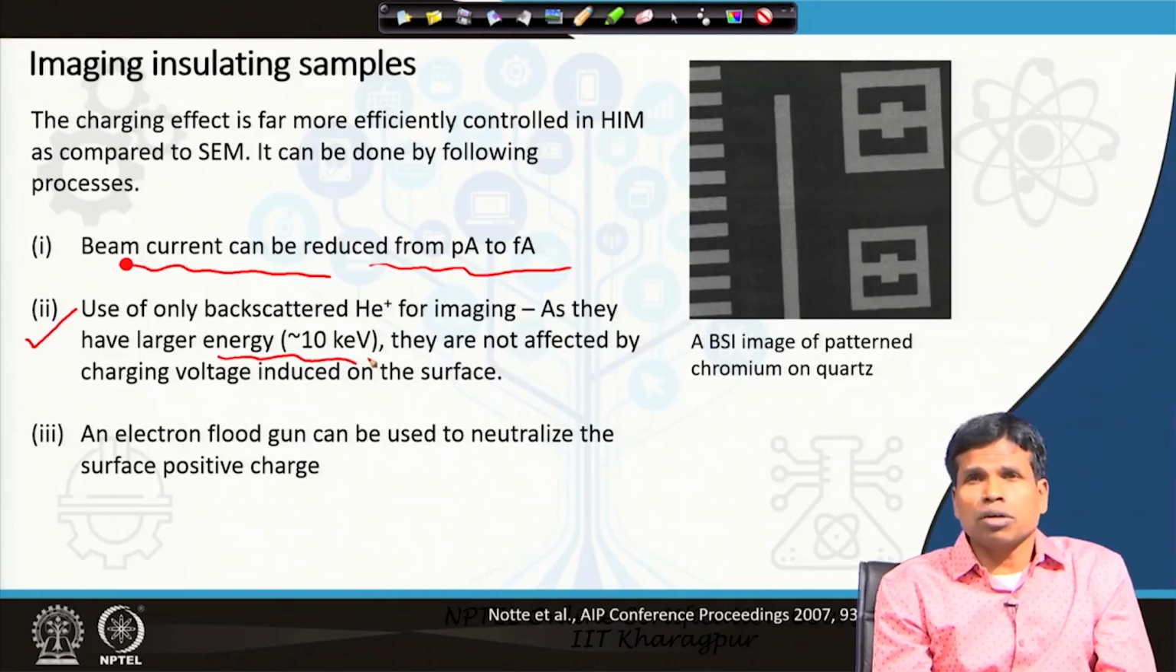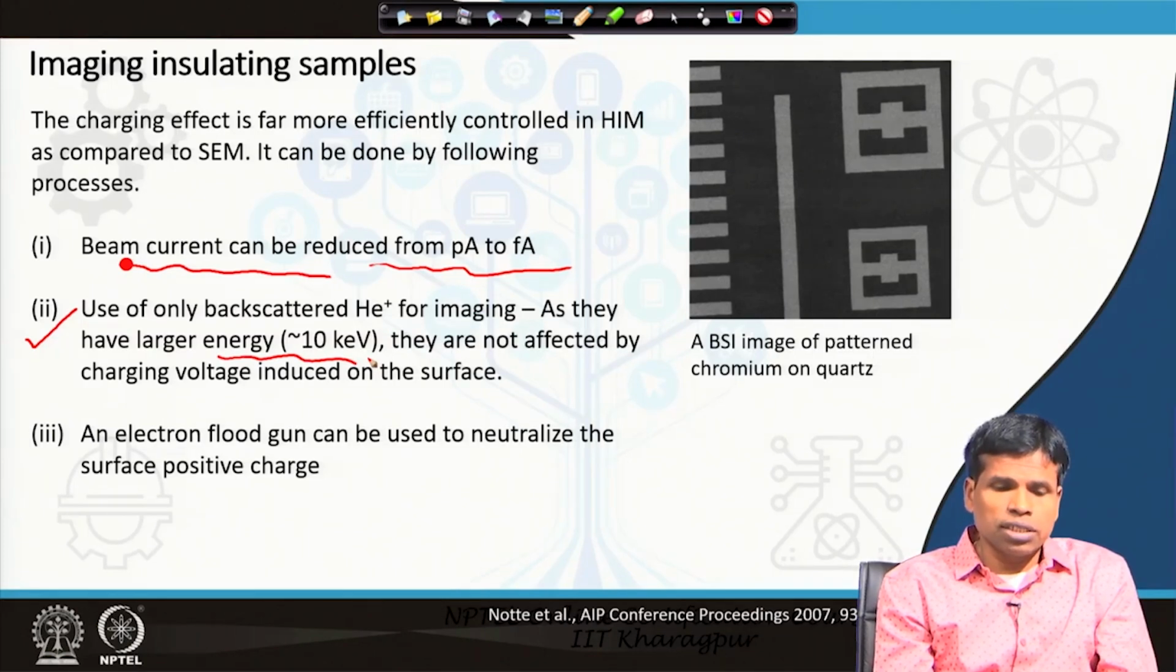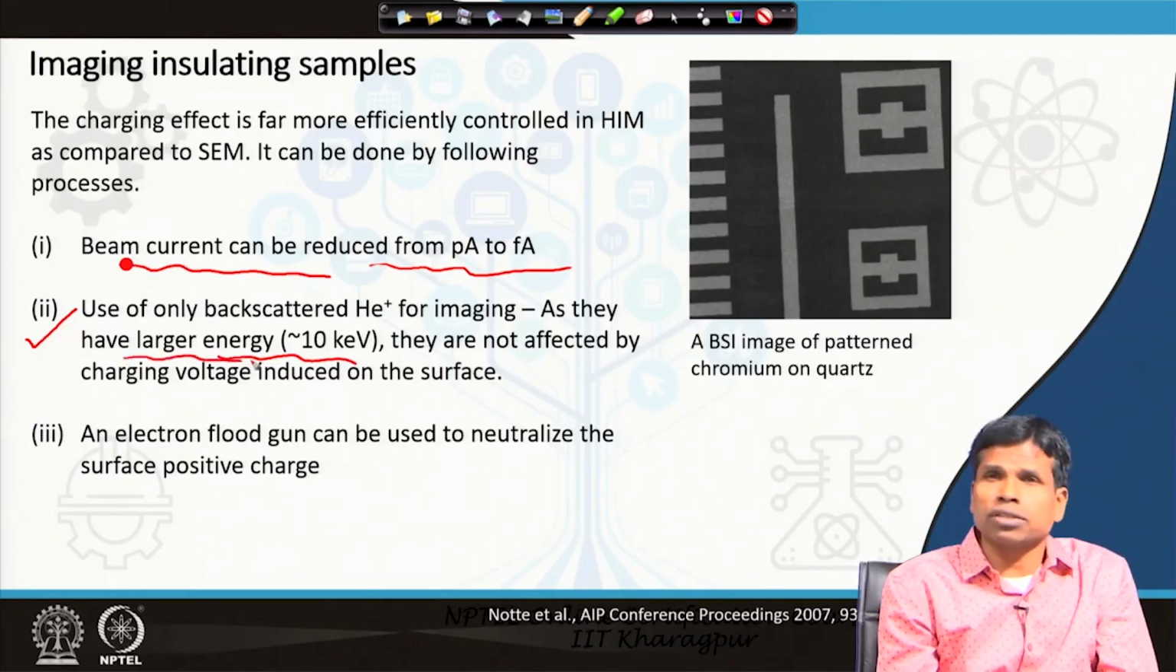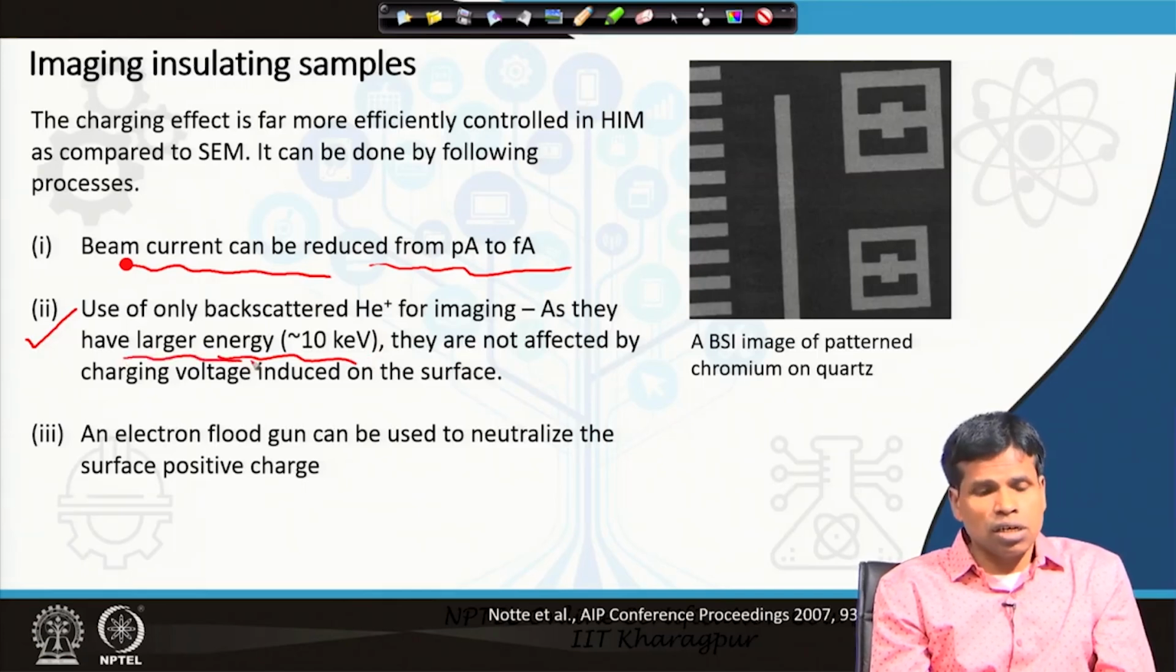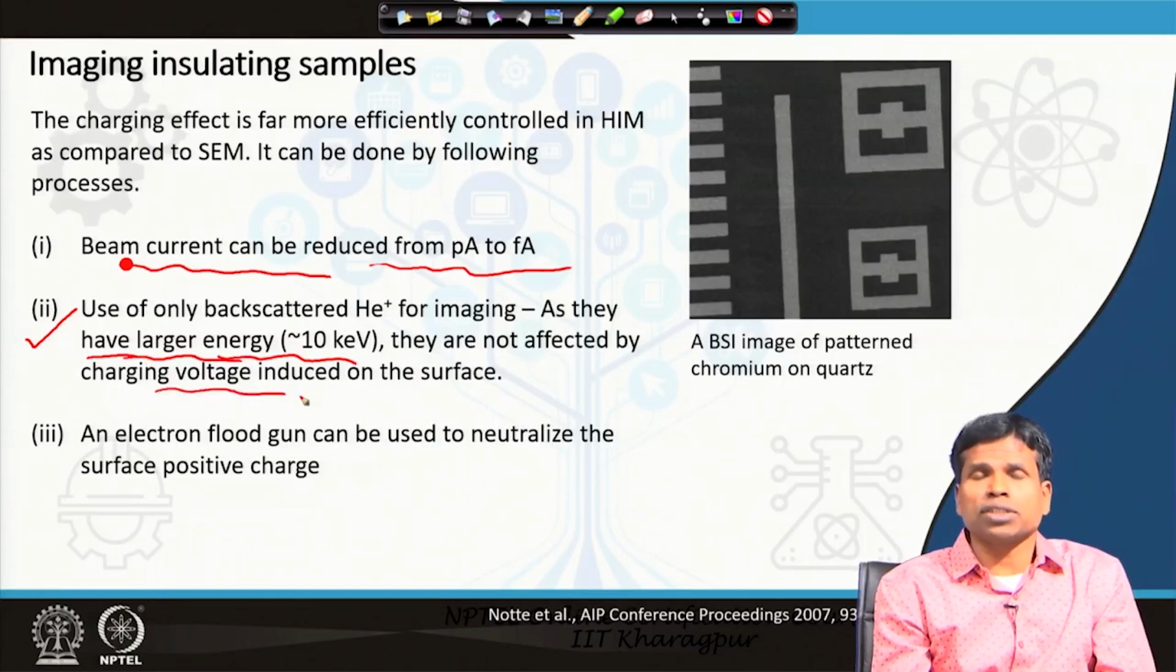In the scanning electron microscope, we also have the possibility to use backscattered electrons for imaging, but backscattered electrons have an energy greater than 50 electron volts, much lower than the energy of the backscattered ions. As their energy is much lower, they are affected by the voltage created because of charge accumulation. Therefore, the backscattered electron image also gets influenced by surface charging, though relatively less as compared to the secondary electron image from the SEM.